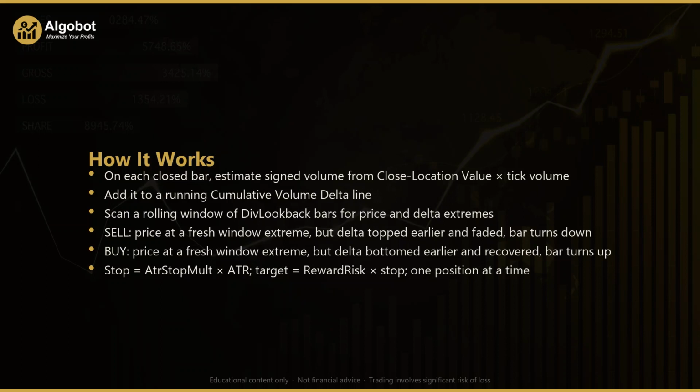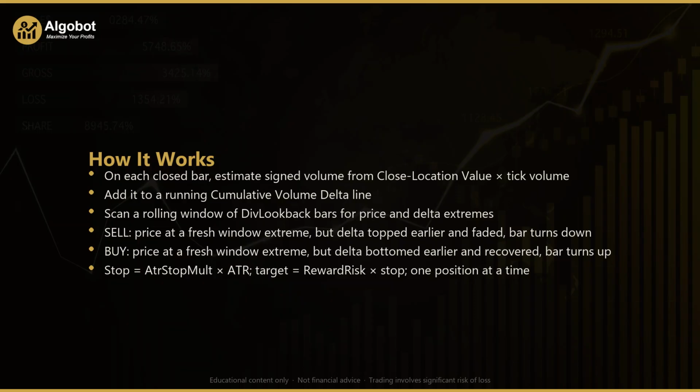The result sits between -1 and +1. A value near +1 means the bar closed near its high, so buyers were in charge. A value near -1 means it closed near its low. That figure is multiplied by the bar's tick volume to give the bar's delta, and the delta is added to the running cumulative volume delta. Next, the strategy scans a rolling window, set by the DivLookback parameter with a default of 24 bars. Across that window, it locates four things: the highest close, the lowest close, the highest point of the delta, and the lowest point of the delta.